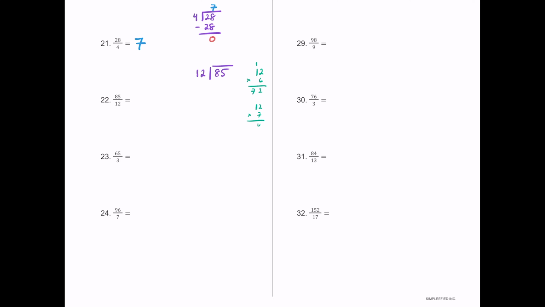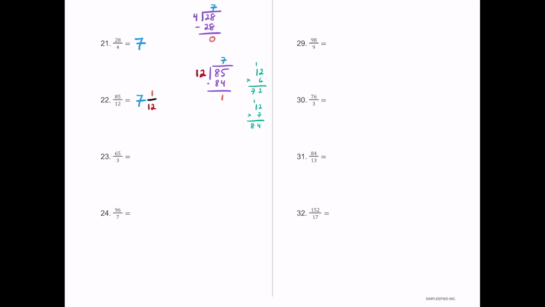2 times 7 is 14, carry the 1. 1 times 7 is 7 plus 1 is 8, so that's 84. So that's definitely closer, so we're going to put a 7 up here. 7 times 12 is going to be 84. And if we subtract, we're going to end up with a remainder of 1 out of this 12 that we have over here, right? So this is going to be 7 wholes, and we're going to have 1/12 as our remainder, so 1 over 12.